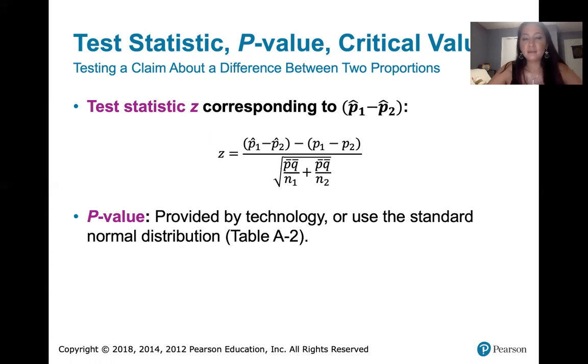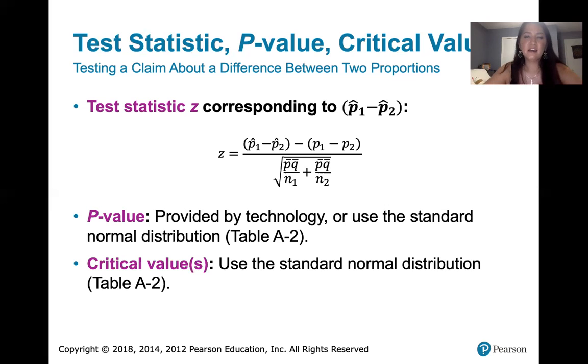The p-value can be provided by technology, or you can use the standard normal distribution table A2. Either one is fine in this case. I would prefer to use technology when possible, because these computations aren't difficult. They're just sort of tedious. They take a really long time. So I will show you how to compute z using technology and compute the corresponding p-value using technology. We can also use the standard normal distribution, and we'll practice doing that too a little bit with table A2, so that you're prepared for solving similar problems on an exam when you wouldn't have access to something like Excel.